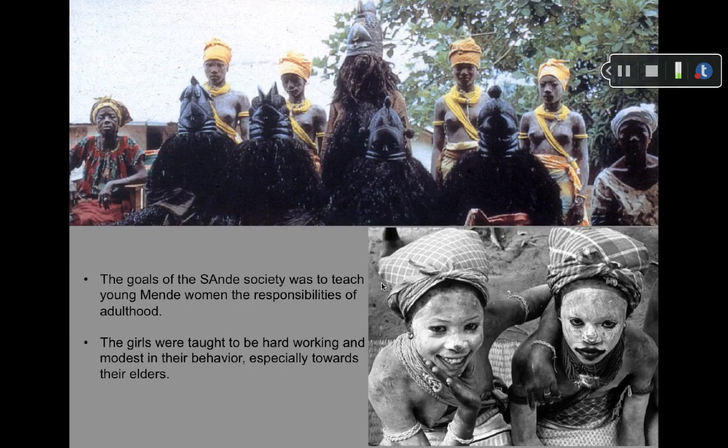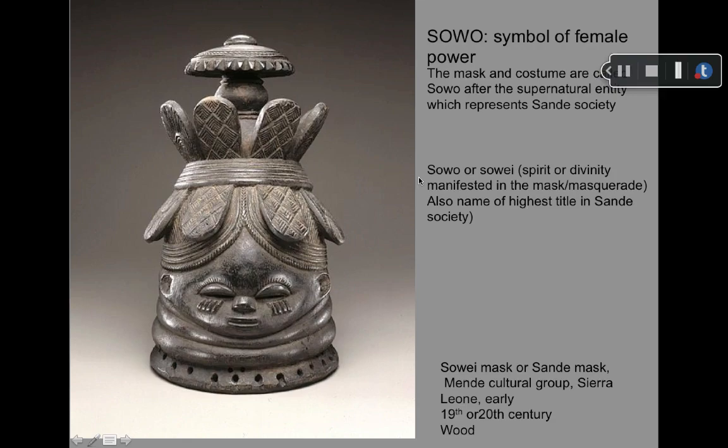So the goal of the Sande Society is basically to teach young Mende women the responsibilities of adulthood. Girls are taught to be hardworking, modest in their behavior, especially towards their elders. You see here women who are preparing for their initiation performance with the Sande Society, and they, of course, wear the Sowo costume with these masks. Also part of the initiation is that these young girls have to paint their bodies white and go out into the wilderness for a series of days where they have to find themselves before coming back and then performing part of the masquerade.